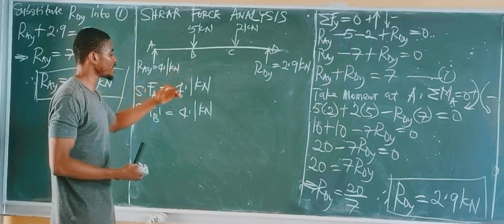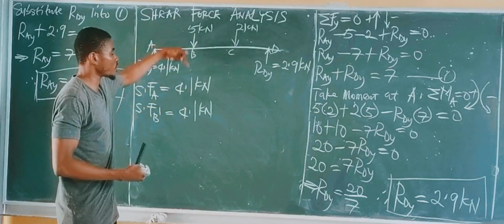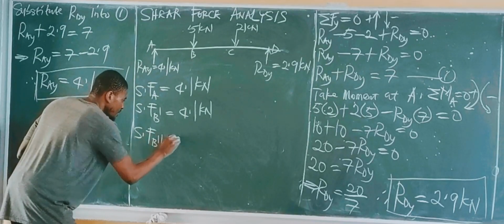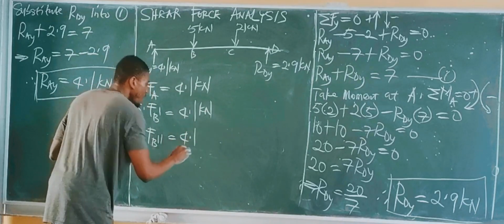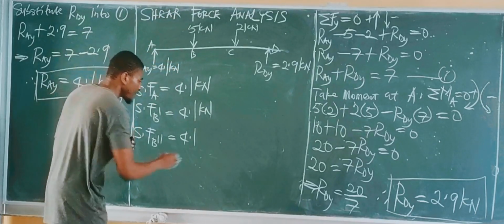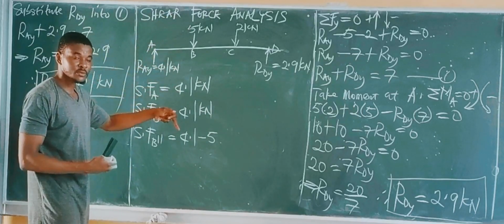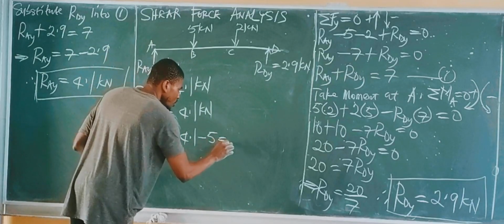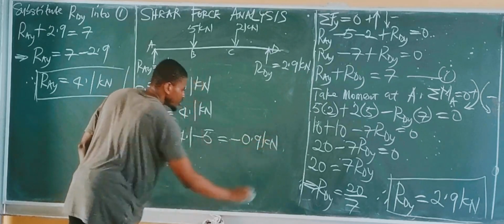But at point B now, it encounters what? A downward force of 5 kilonewtons acting downwards. So we have shear force B prime prime, which means finally at point B, this force 4.1 kilonewtons now encounters a downward force of 5 kilonewtons. So we simply have minus 5 because this force is acting downwards. So shear force B prime prime is 4.1 minus 5, which is minus 0.9 kilonewtons.